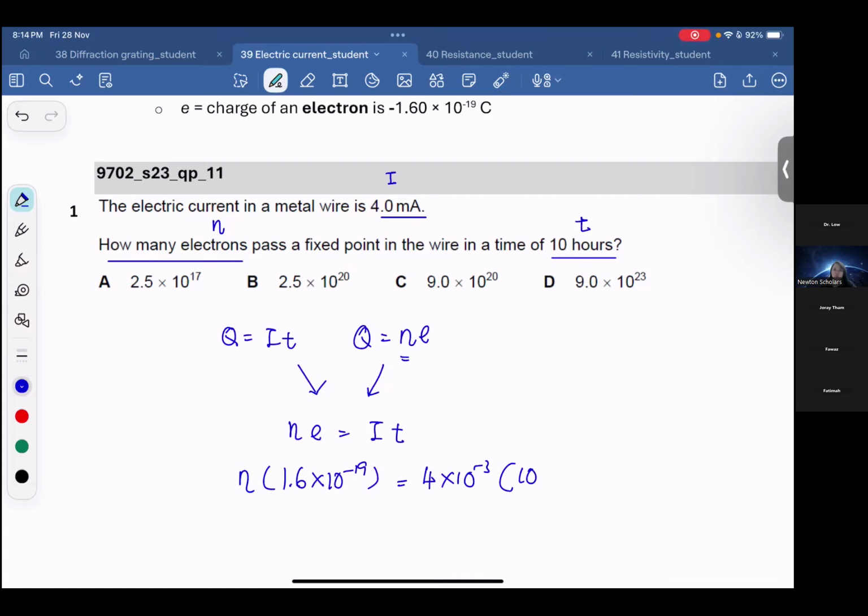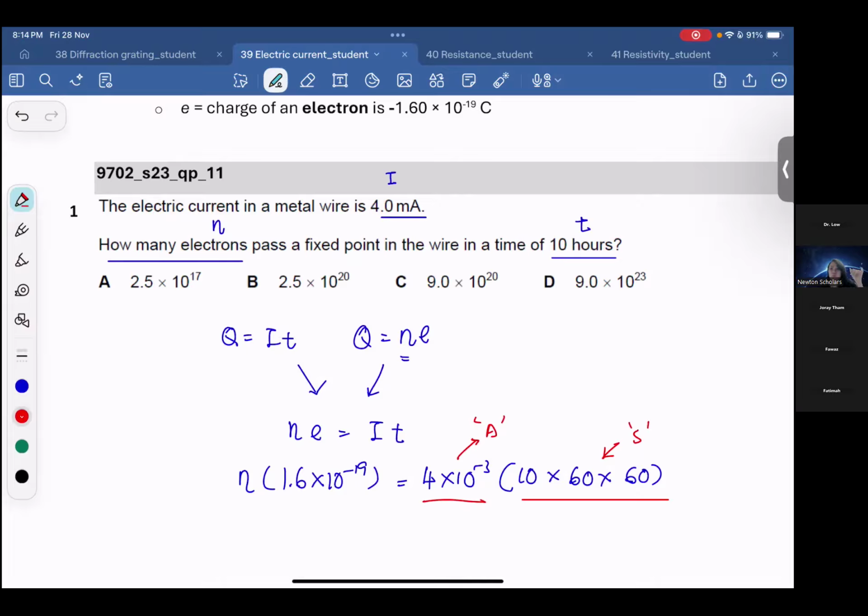Why must it be in SI unit, teacher? Okay, let me complete this one. 10 hours, then times 60 times 60, to convert it into seconds. And this one, convert it into amperes.